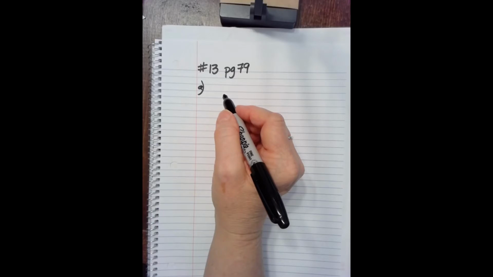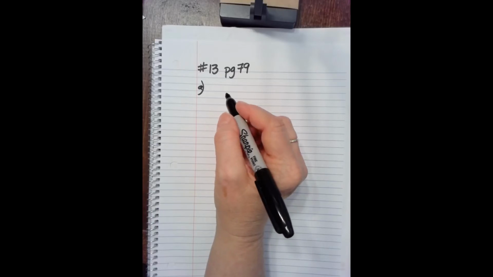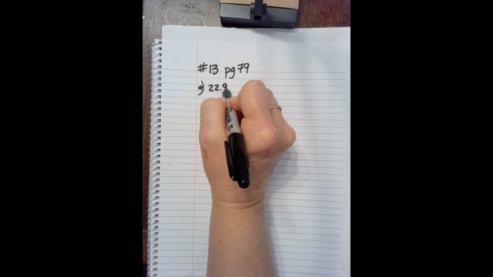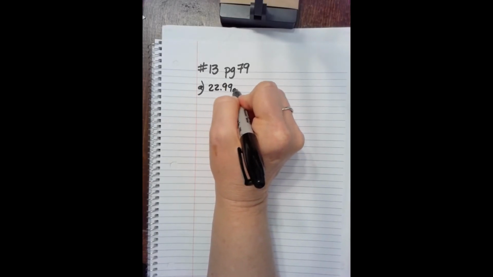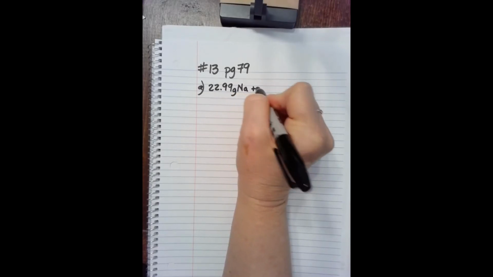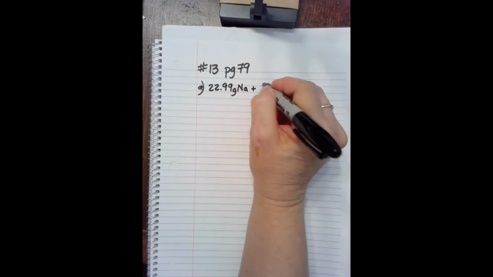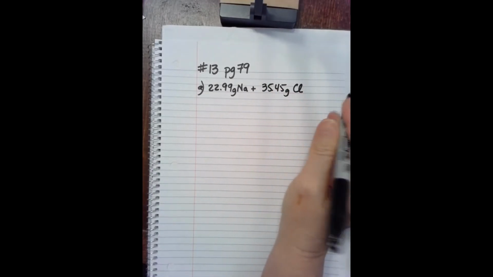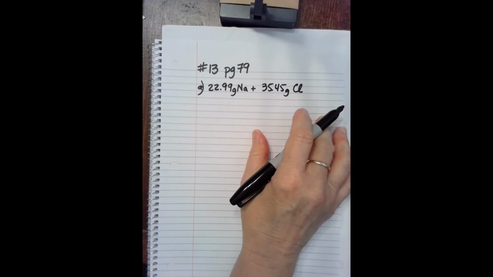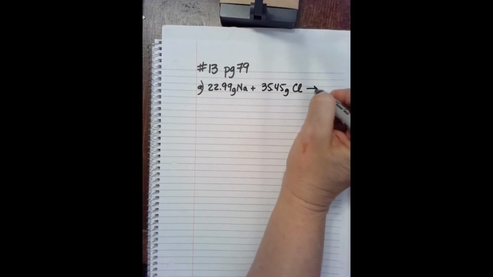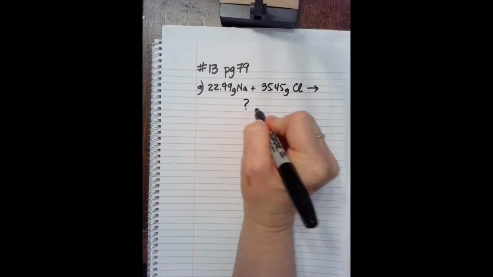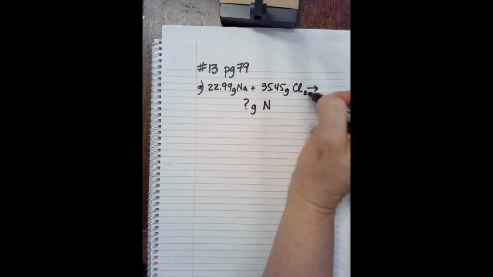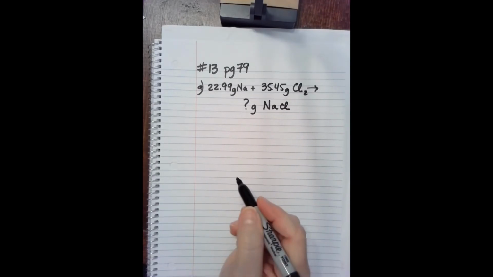So it says in the complete reaction of 22.99 grams of sodium plus 35.45 grams of chlorine, what mass of sodium chloride is formed? How many grams? That means grams, right? Of Na, this is actually a 2 here, NaCl. How much of that will I get?